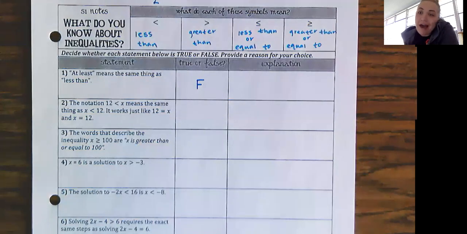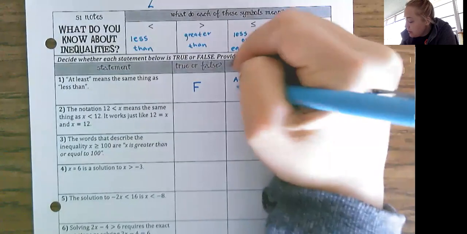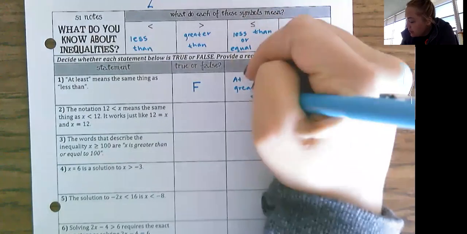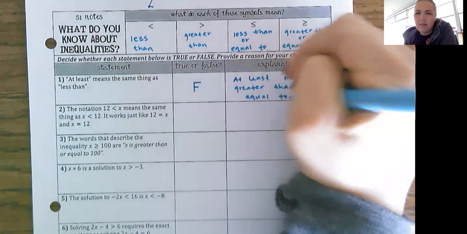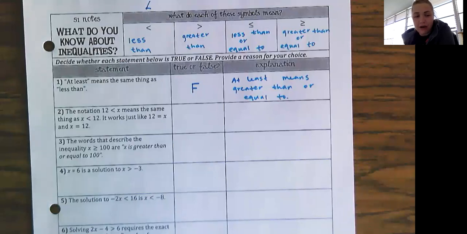If I were to tell you that I have at least $20 in my pocket, does that mean that I have less than $20 for sure? No. At least $20 would mean that there could be 20 bucks in my pocket. So it actually means, I'm going to write, at least means greater than or equal to. I might have said that backwards just a second ago. When I said, if I had at least $20 in my pocket, it doesn't mean I have less than $20. It means I have $20 or I could have more than $20. $20 would be the lowest amount that it could possibly be.